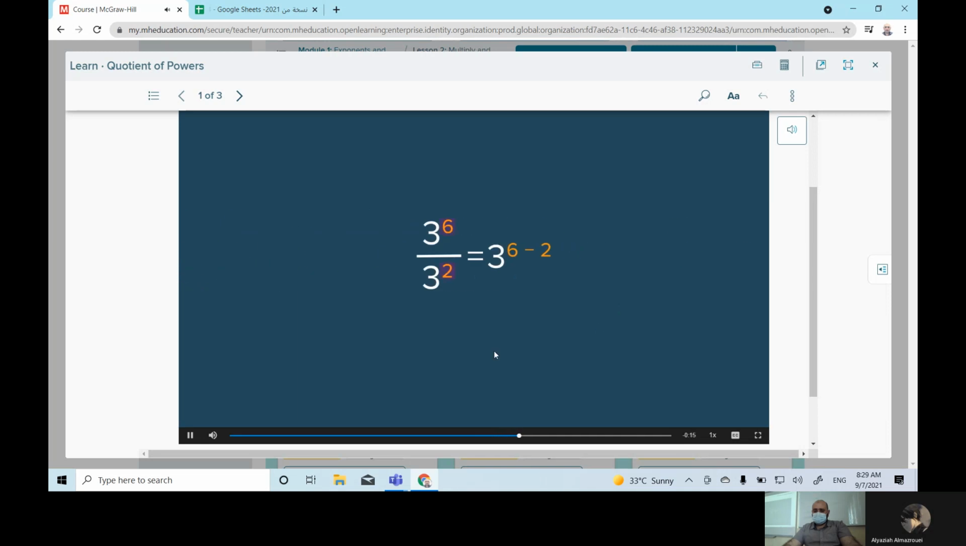Notice that the difference of the exponents in the original powers is the exponent in the final quotient. You can divide powers with the same base. Okay, who can tell me here what is the answer?